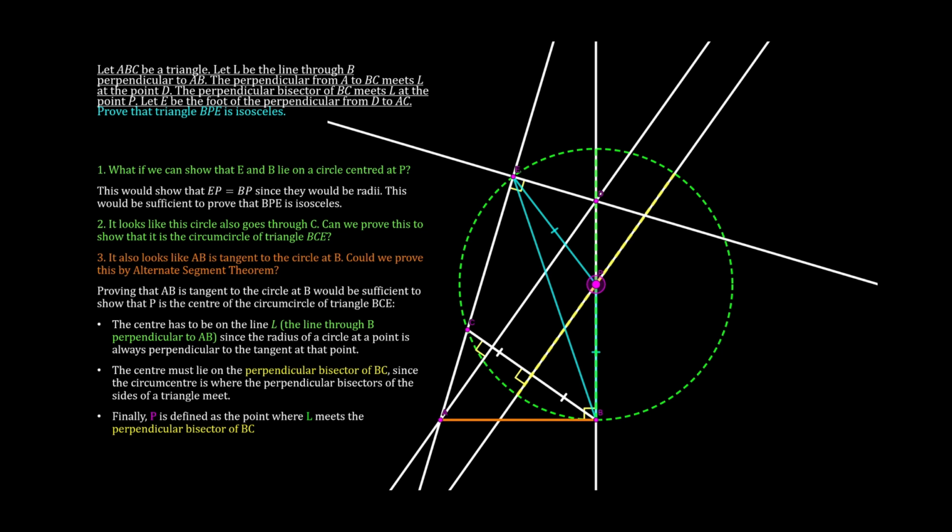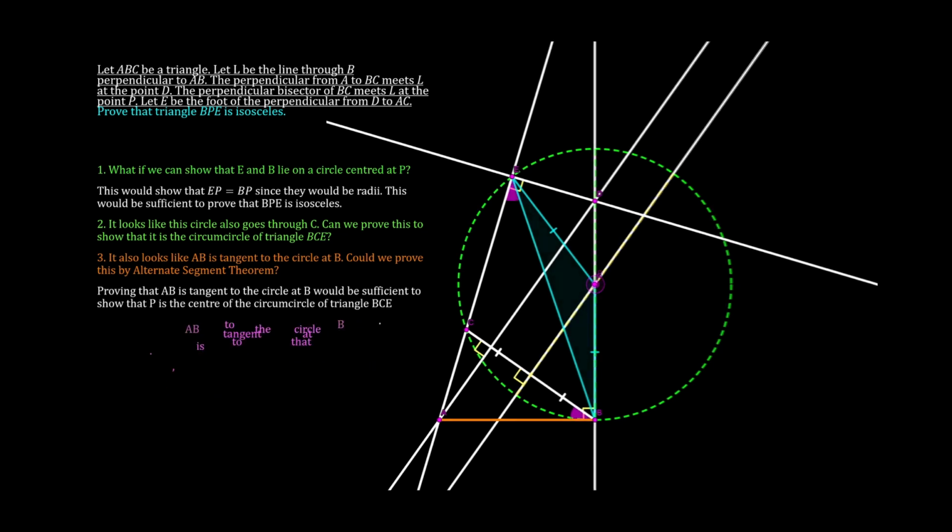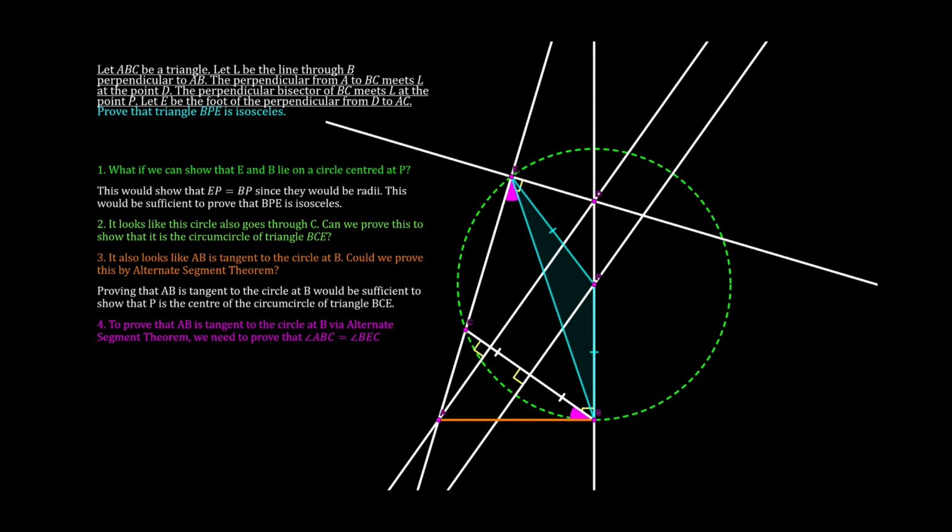the point P. To prove that AB is tangent to the circle at B, we need to prove that ABC equals BEC, and this would prove it by alternate segment theorem, which should be one of your immediate thoughts when you see a tangent. Okay, so now let's try and find ABC equals BEC. Try and prove that, because it seems much more manageable than proving that two sides are equal.